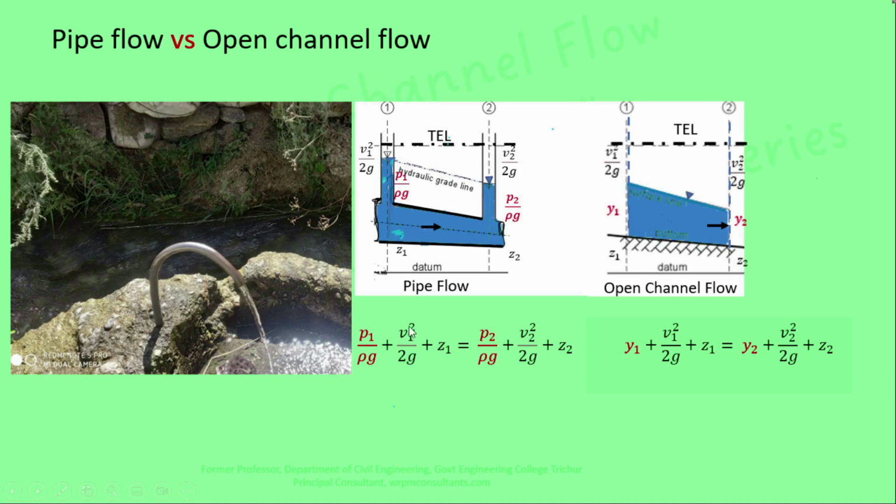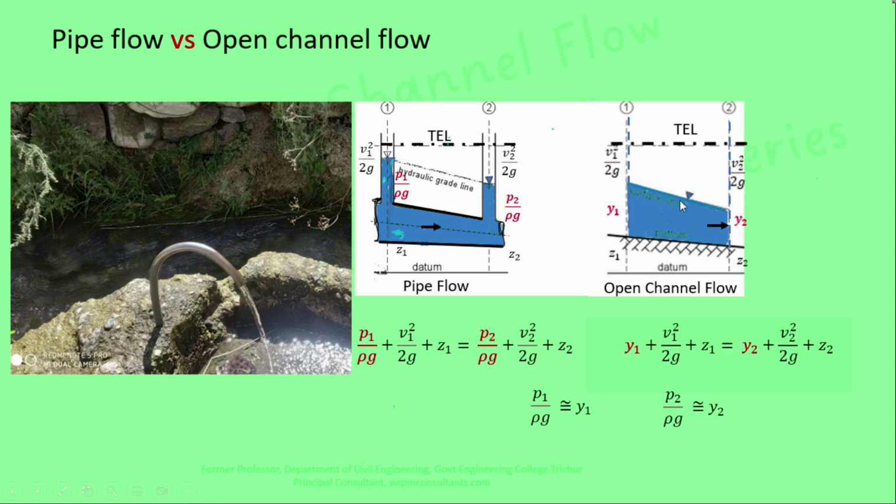So if you are comparing the total energy equation of pipe flow with respect to that of open channel flow, then we can write P1 by rho g is analogous to y1 and P2 by rho g is analogous to y2. That is, the pressure head, which is indicated by the piezometric level at section 1, is represented by the flow depth in the open channel.